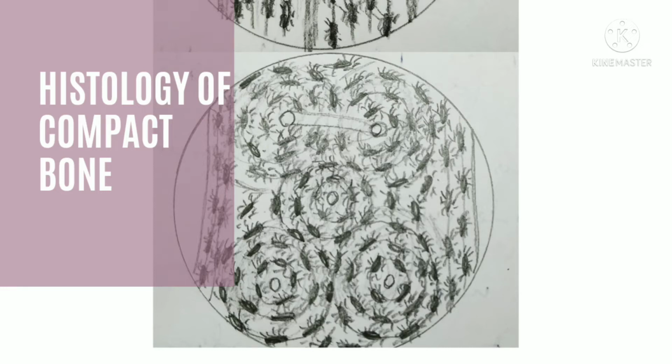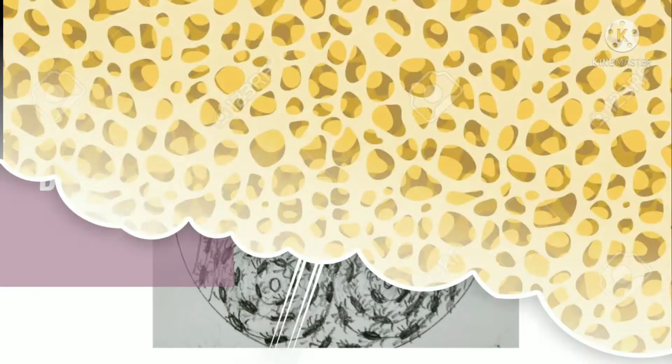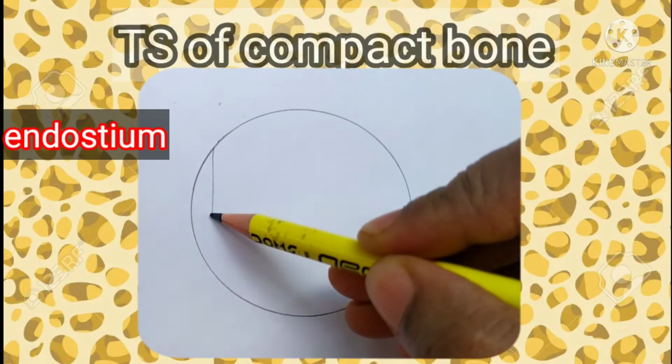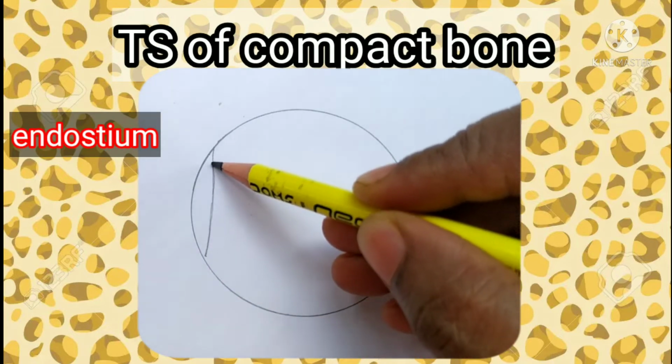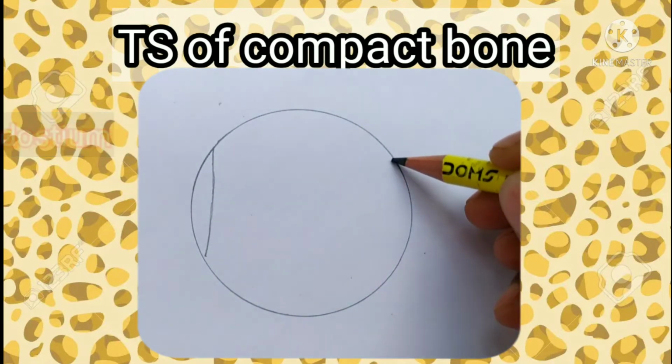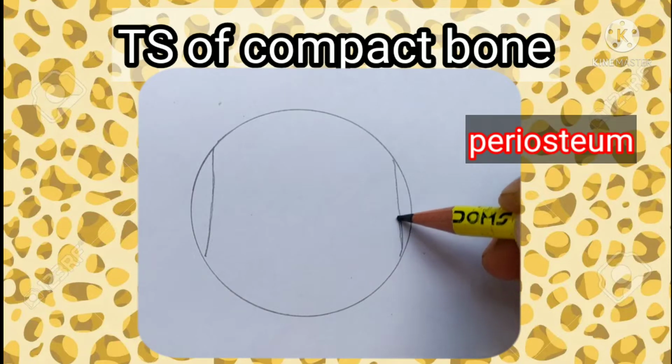Today we are going to discuss the histology of compact bone. Bone is a specialized form of connective tissue which consists of cells and a mineralized matrix. We have the endosteum, which faces towards the marrow and is a single layer thick.